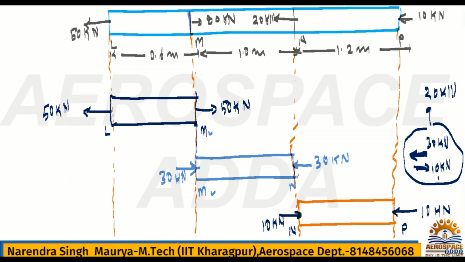And in which direction? The higher load. What is the higher load? 30 kilonewton in this direction. So in this direction. Check this 20 kilonewton is acting in this direction or not at point N. Yes, it is acting. So this is the cross check.